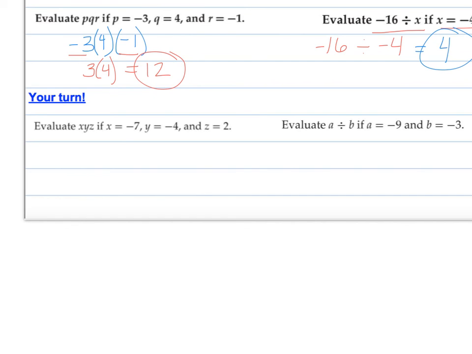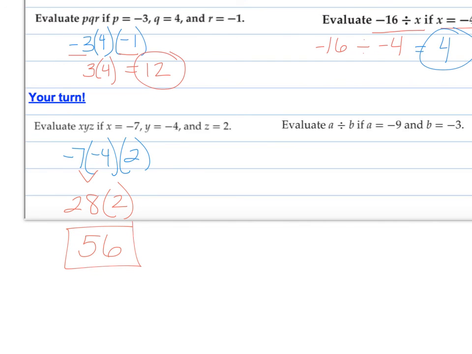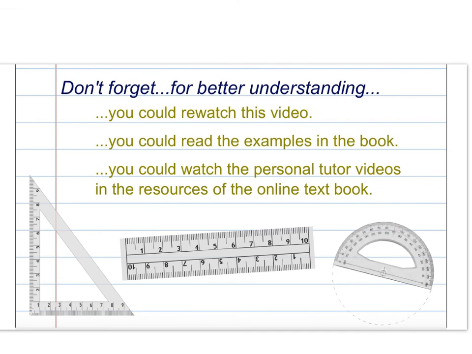Evaluate x times y times z. I plug in for x. I plug in for y. And I plug in for z, separating by parentheses. I'm going to move left to right on this one since my negatives are together. Negative and negative is positive. 28 times 2, 56. Over here, a divided by b, negative 9 divided by negative 3. Same sign, positive 3.